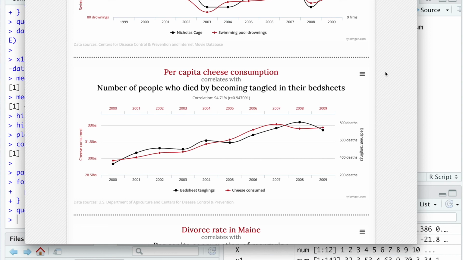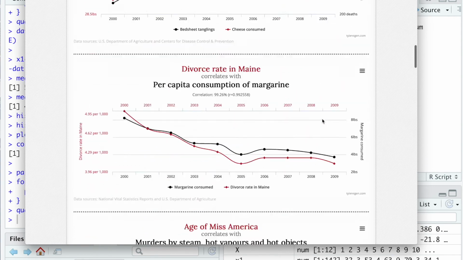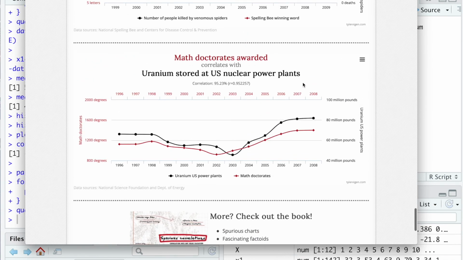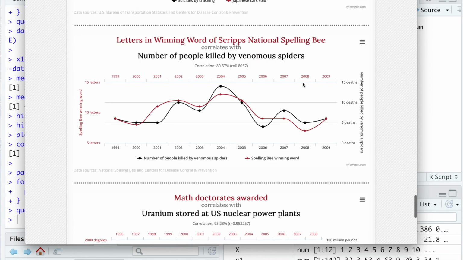And so these are just kind of amusing ways in which we can convince ourselves that correlation under no situation should be misconstrued with causation. And the website has, somewhere at the bottom, a way to go through a bunch of different ones, and you can make up your own correlations and play around with it. Letters in the winning word at the Scripps National Spelling Bee, and number of people killed by venomous spiders. That is a really strong correlation. We would all feel safer playing around in dark, dank basements if only they had easier words at the spelling bee, apparently.